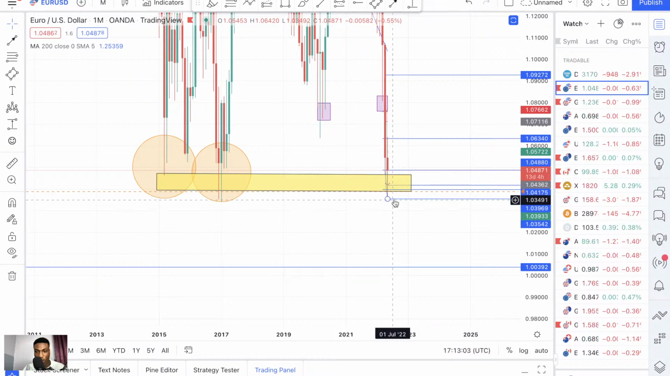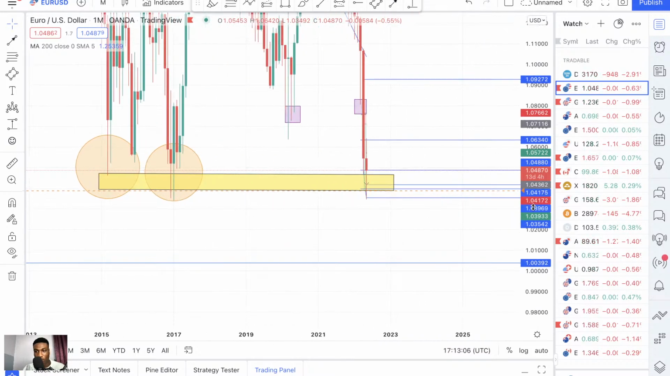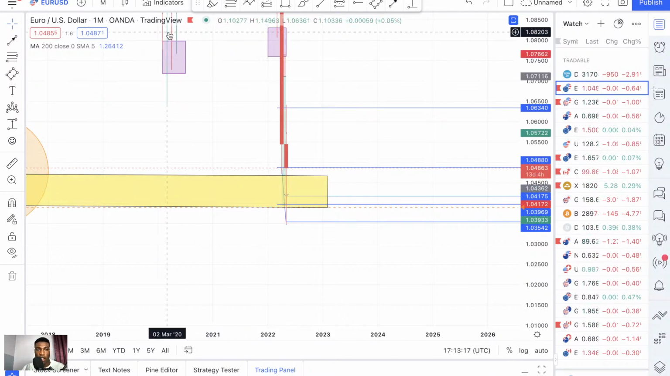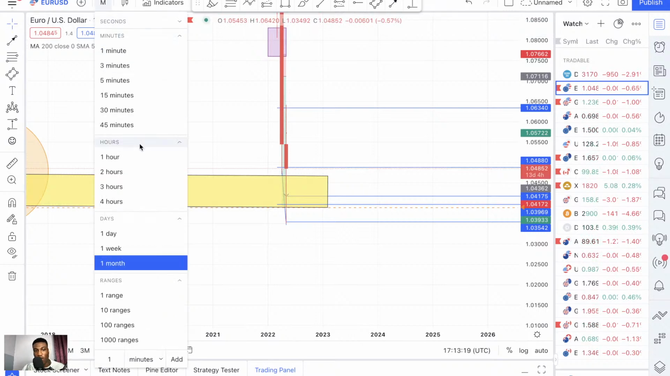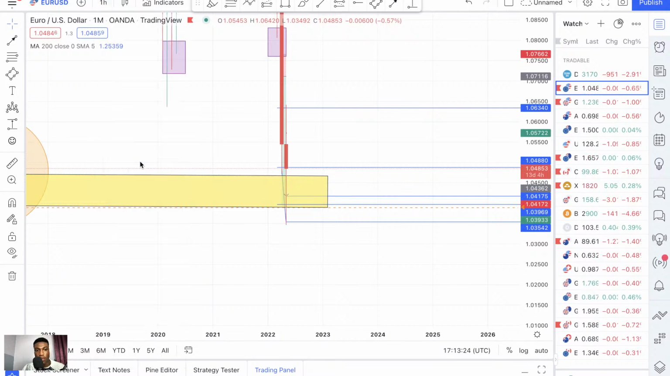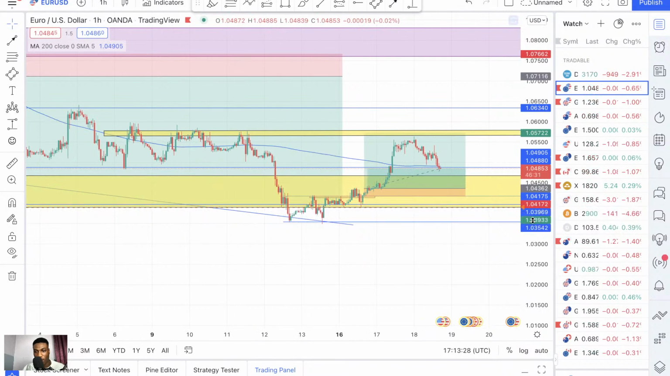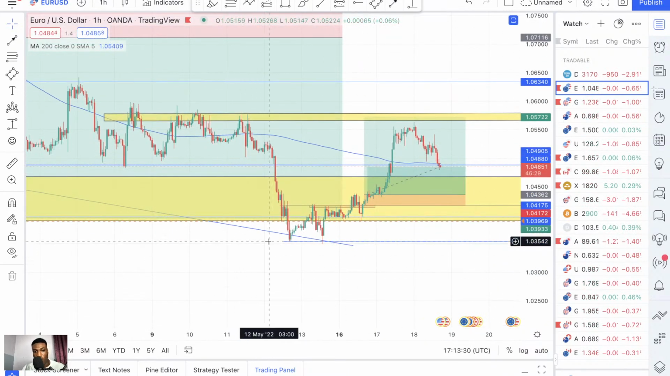And if you notice, let me zoom in, if you look closely, you're going to see this long wick that shows rejection, right? And then price went back upwards. Now this is not a complete indication that the Euro would start going back up, but if I go to the lower time frames, you'd see that on the 1 hour time frame, Euro USD made a double bottom at this point.